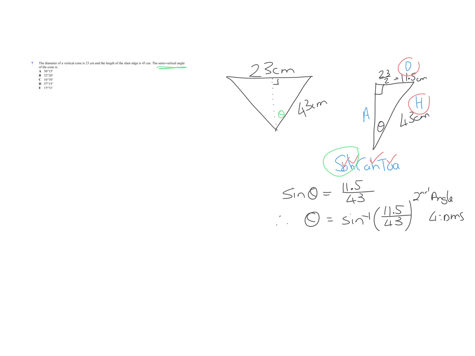And on your calculator, it will give you the following: 15 degrees, 30 minutes, and 43.557 seconds. So when I round, because the seconds are more than 30, I round up. So my final answer would be 15 degrees and 31 minutes. That means the answer is E.